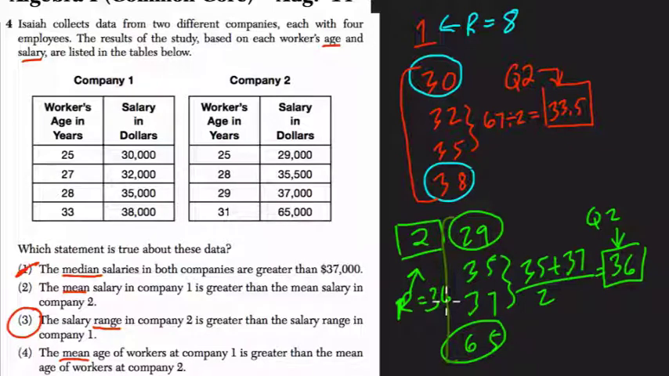I went for the median and the range questions first because it requires a little bit less work, and that actually paid off quite nicely here.